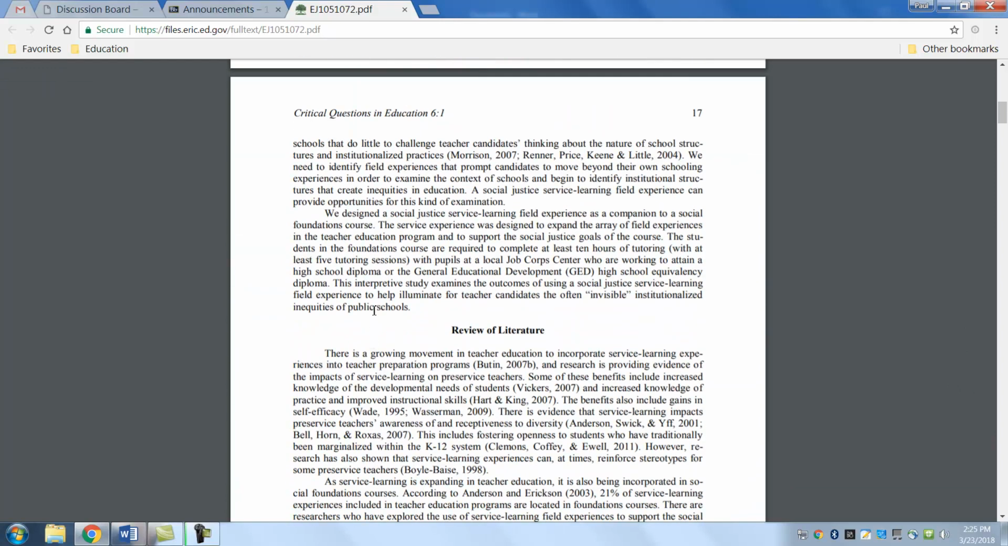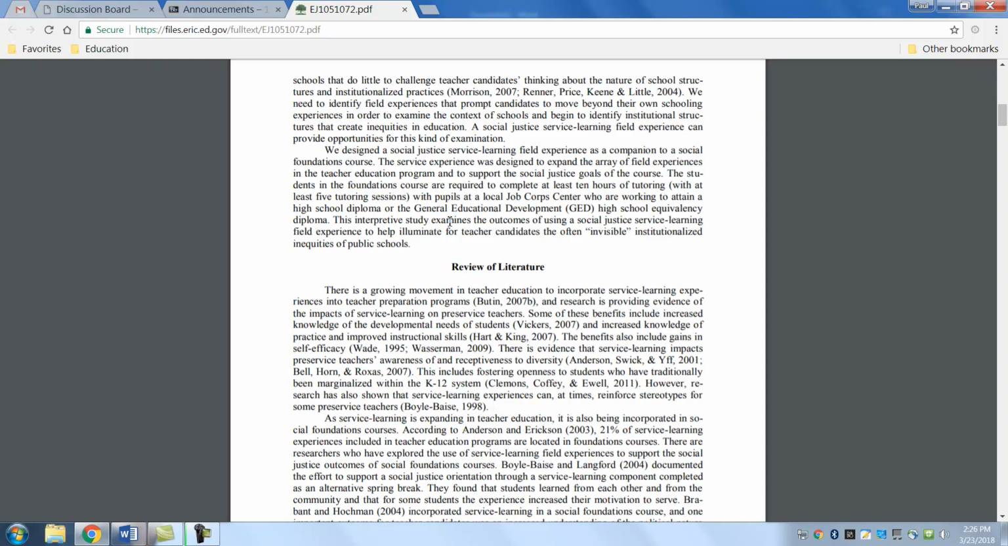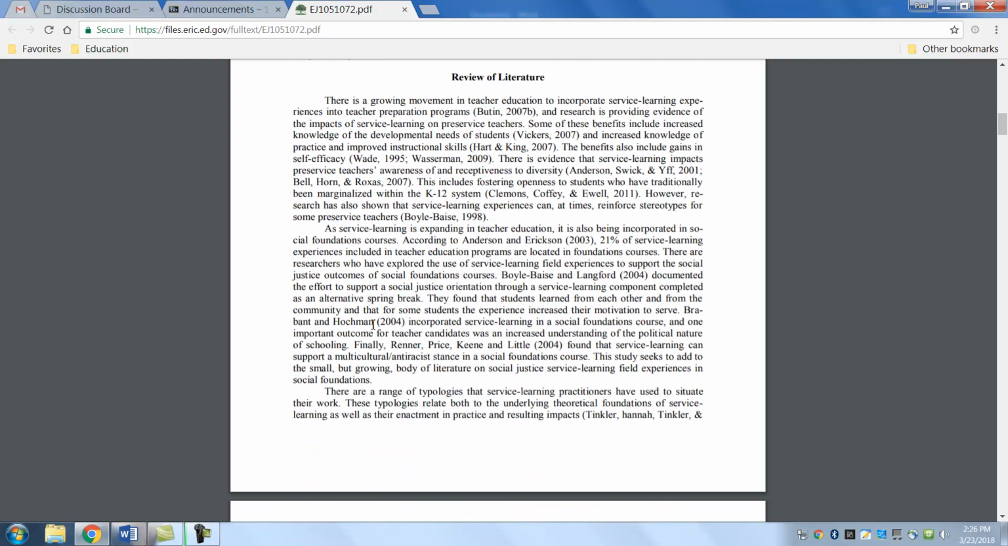So let's go down. We designed a social justice service. Boom. The service experience was designed. Boom. The students in the foundation are required. Boom. So these are, but they're in an active voice here. Some of them are still in a passive voice, but there's that strong statement here. This one, this interpretive study examines: noun, verb, object. Okay, so where there is a growing movement.